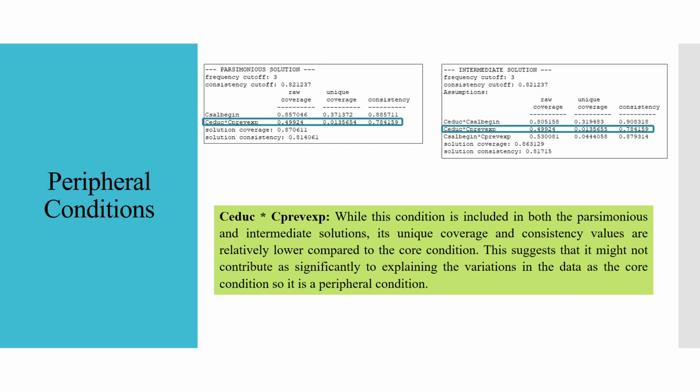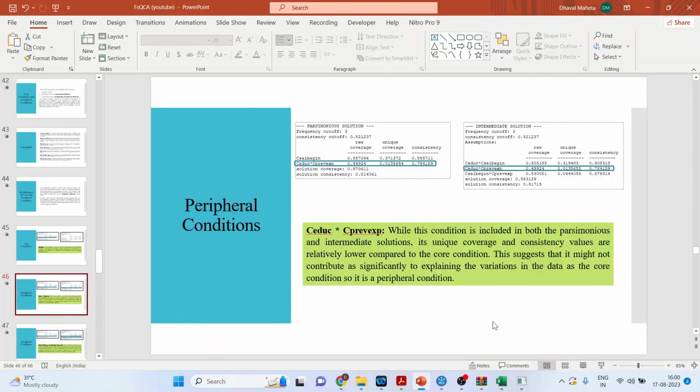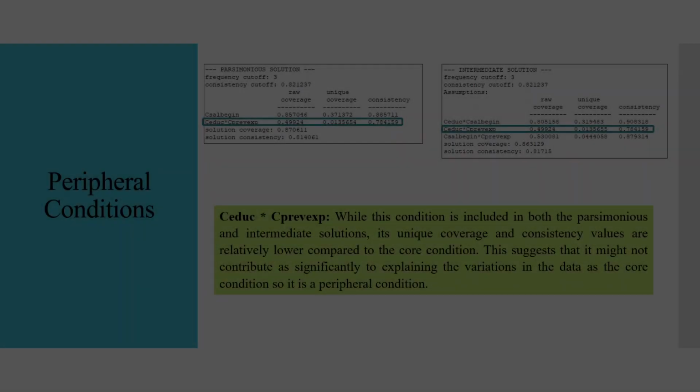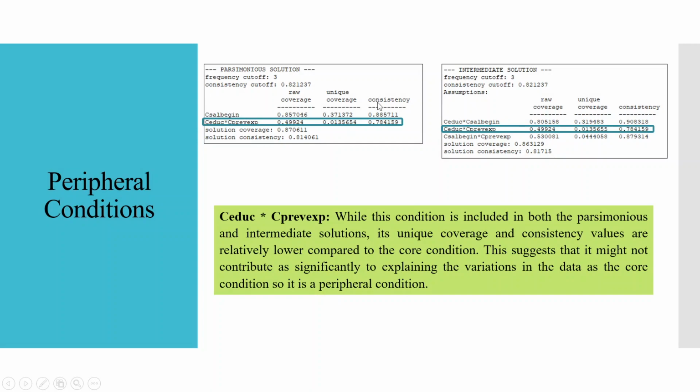Now, what are the thresholds considered for high coverage and consistency? Consistency should be above 0.74. Raw coverage should be between 0.25 and 0.65, and unique coverage should be above 0.1. This is recommended. If these figures are lower, though the condition is in the parsimonious solution, we will specify that it is a peripheral condition.